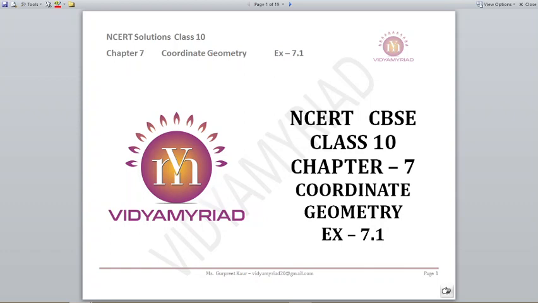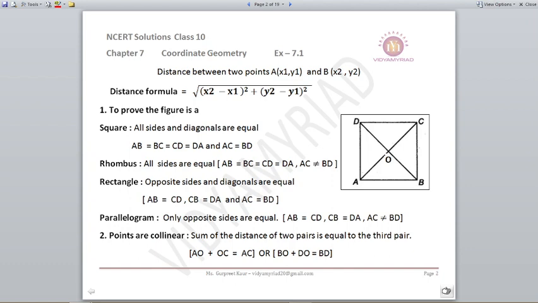This video is made for class 10 on chapter number 7 coordinate geometry, and today we are going to begin with exercise 7.1 from NCERT. Before we begin with this exercise, let us understand certain things. Now this exercise is based on distance formula. That means we will be provided with the points and we will have to calculate the distance between those points.